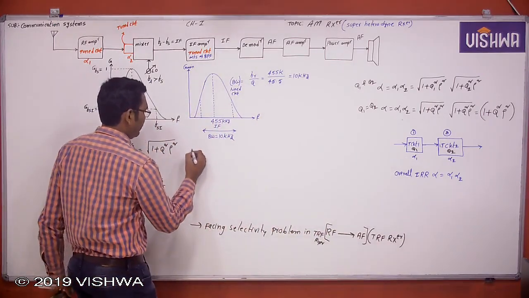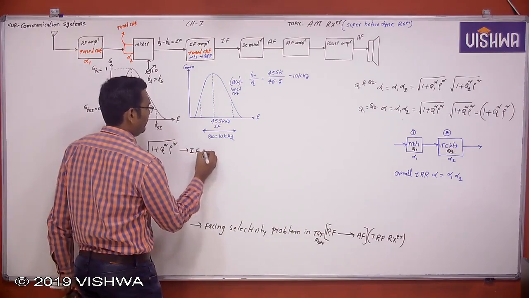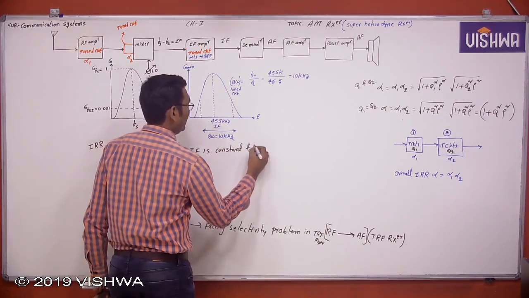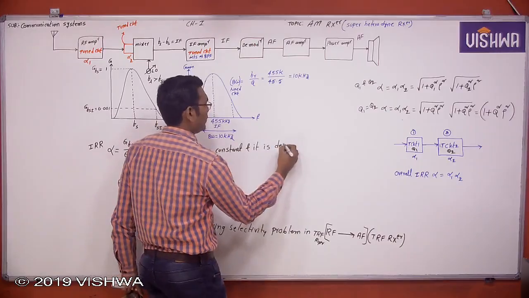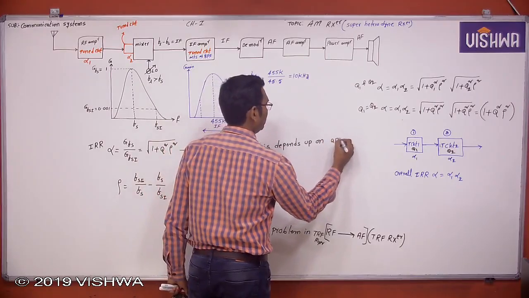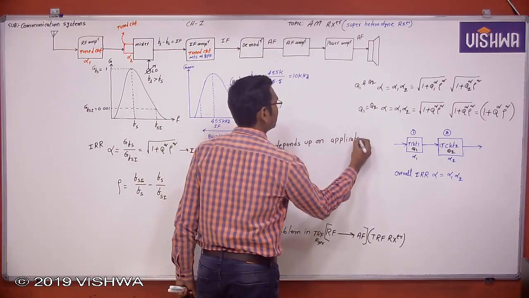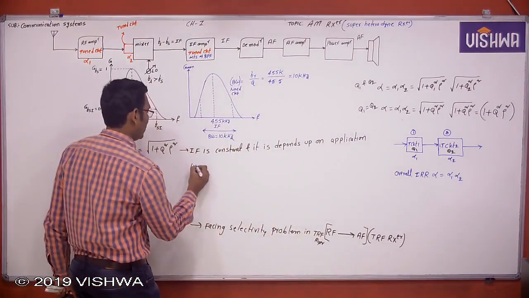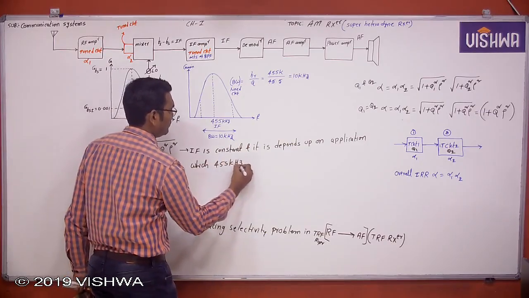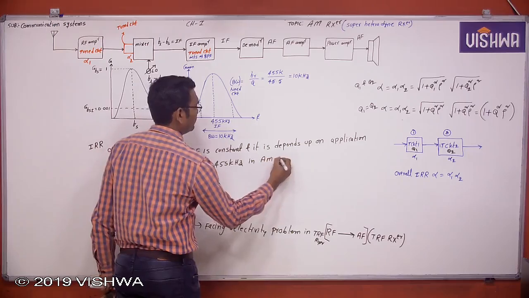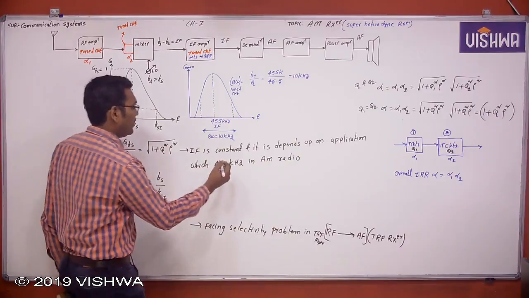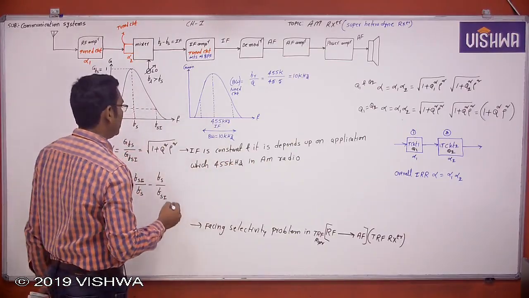And this IF is constant, and it depends upon the application, which is 455 kilohertz in AM radio. It is always fixed at 455 kilohertz. So the local oscillator frequency is adjusted.